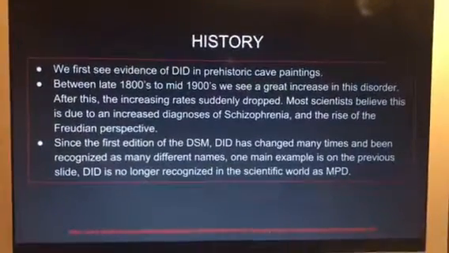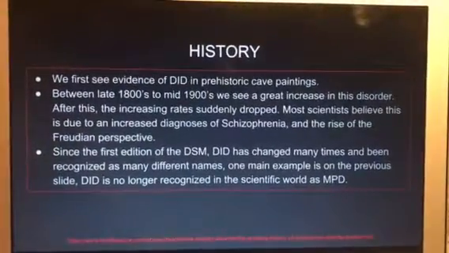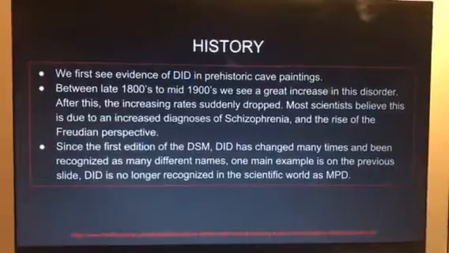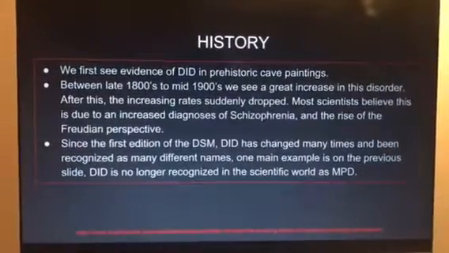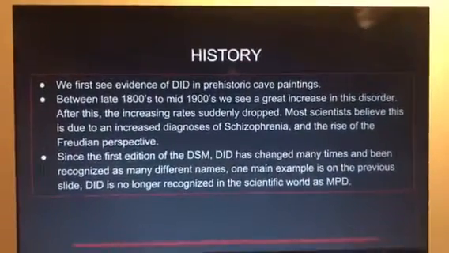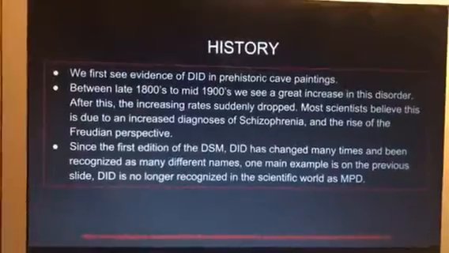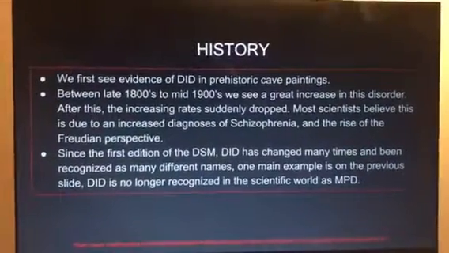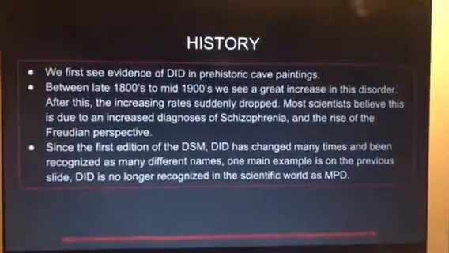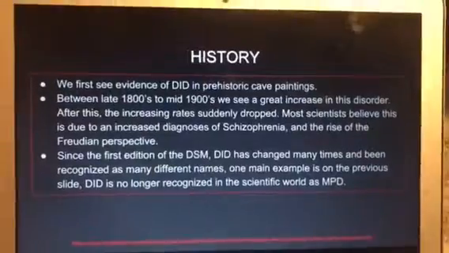Some history of this. We first see evidence of dissociative identity disorder in prehistoric cave paintings. Between the late 1800s to mid-1900s, we see a great increase in this disorder. After this, the increasing rates suddenly dropped. Most scientists think this is due to an increased diagnosis of schizophrenia and the rise of the Freudian perspective. Since the first edition of the DSM, which is a diagnostic manual for all mental illnesses, DID has changed many times and been recognized as many different names. One example is on the previous slide. DID is no longer recognized in the scientific world as multiple personality disorder. I got this information from healthyplace.com, and all of my information is at the bottom of the slides.